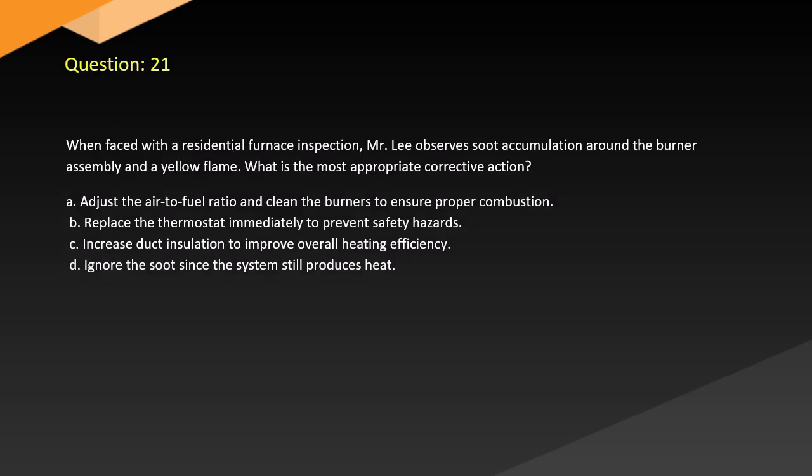Question 21. When faced with a residential furnace inspection, Mr. Lee observes soot accumulation around the burner assembly and a yellow flame. What is the most appropriate corrective action? A. Adjust the air-to-fuel ratio and clean the burners to ensure proper combustion. B. Replace the thermostat immediately to prevent safety hazards. C. Increase duct insulation to improve overall heating efficiency. D. Ignore the soot since the system still produces heat.